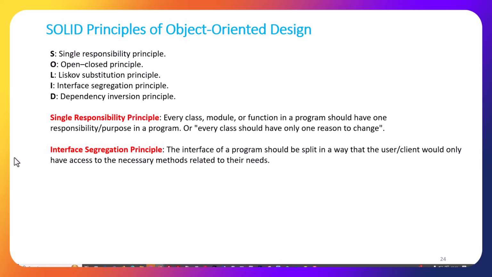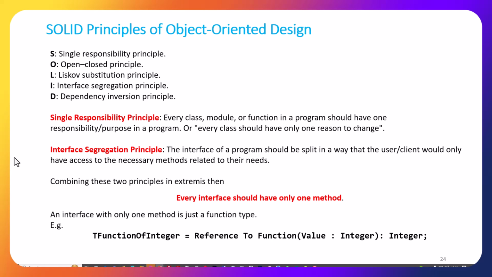The interface segregation principle: the interface of a program should be split in a way that the client would only have access to the necessary methods related to their needs. So combining these two principles in extremis, every interface should have only one method. Well, hang on a minute. An interface with only one method is just a function type. So anonymous methods obey the single responsibility principle and the interface segregation principle. Okay.